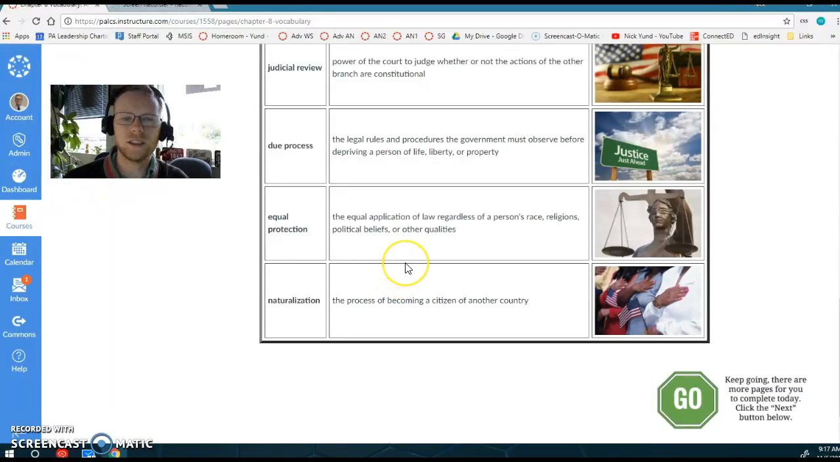Now, equal protection is the equal application of law regardless of a person's race, religion, political beliefs, or other qualities. And naturalization is the process of becoming a citizen of another country. That's probably our easiest vocab word. Naturalization is basically becoming a citizen.